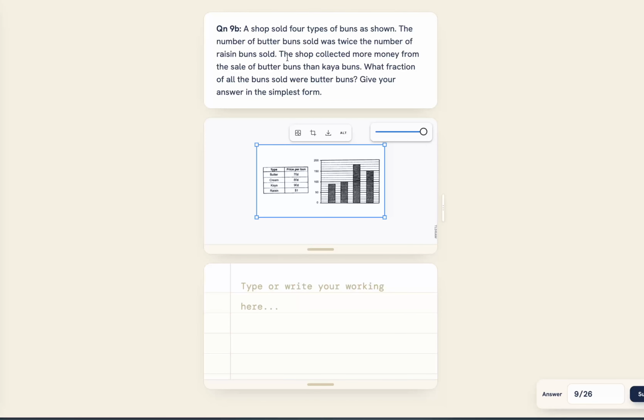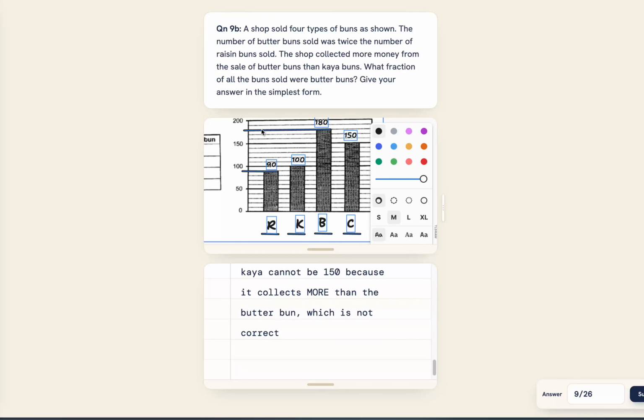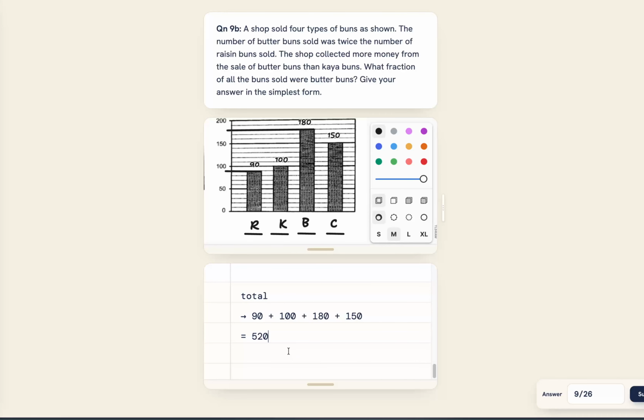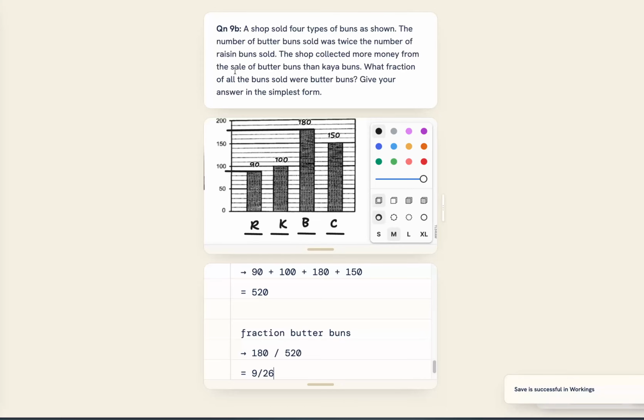So part B over here, what fraction of all the buns sold were butter buns? We know all the numbers for all of the different buns over here. So how many buns sold were butter buns? We need to find the total first. The total is 90 plus 100 plus 180 plus 150, and this is 520. Then we want to find the fraction for butter buns, and we know the butter is 180 divided by 520, and if you were to simplify, this will be 9 over 26. There you go. So that's the answer, 9 over 26.